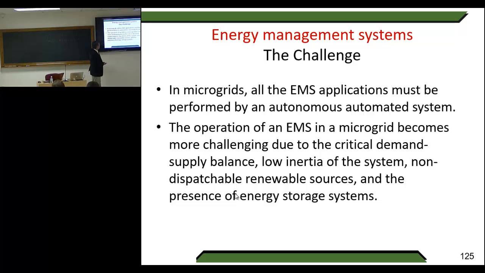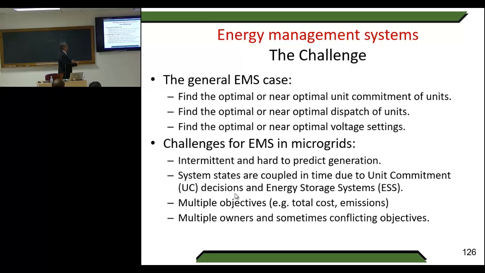The operation of an energy management system in a microgrid becomes more challenging due to the critical demand-supply balance, low inertia of the system, non-dispatchable renewable sources, and the presence of energy storage systems. So this is a special challenge, not the same as in the big power system or the huge one.